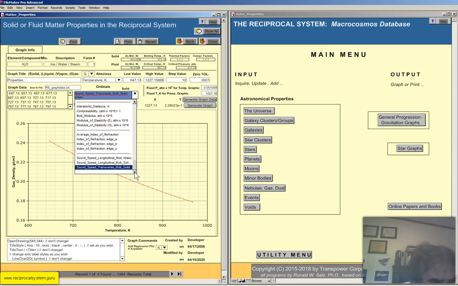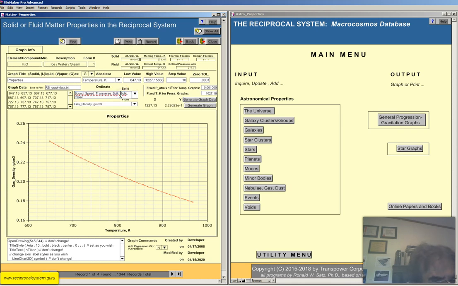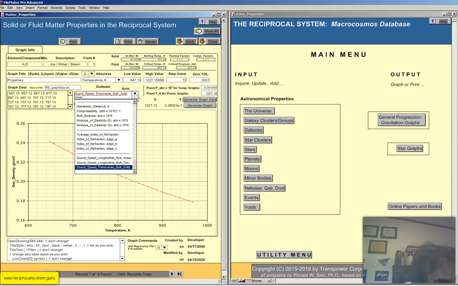Now which one are we doing? We want to do gas. We don't want to do sound speed. I want to do gas density. So let's see what we got. Do we want aggregate or do we want molecular? I guess we could try molecular.